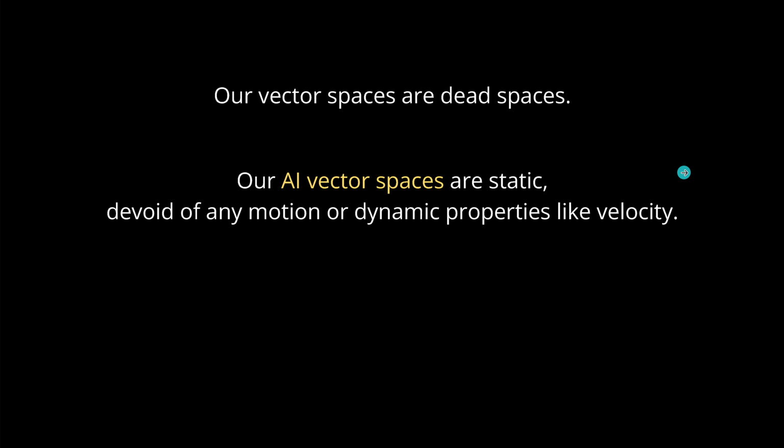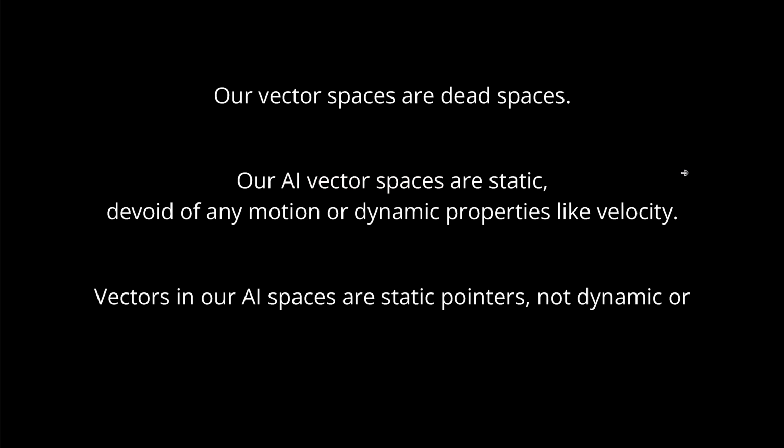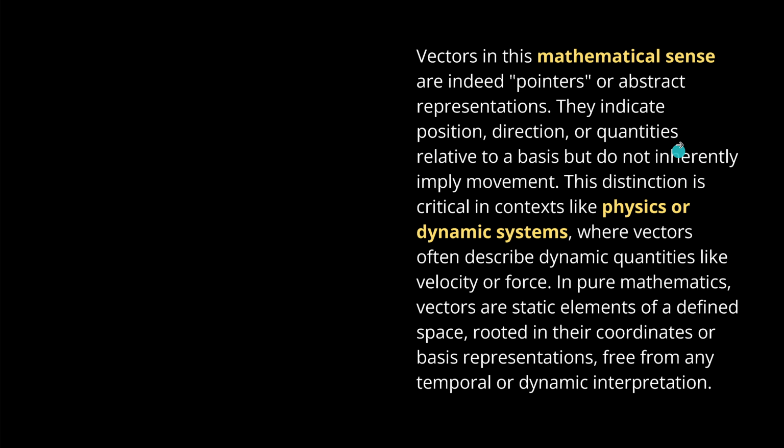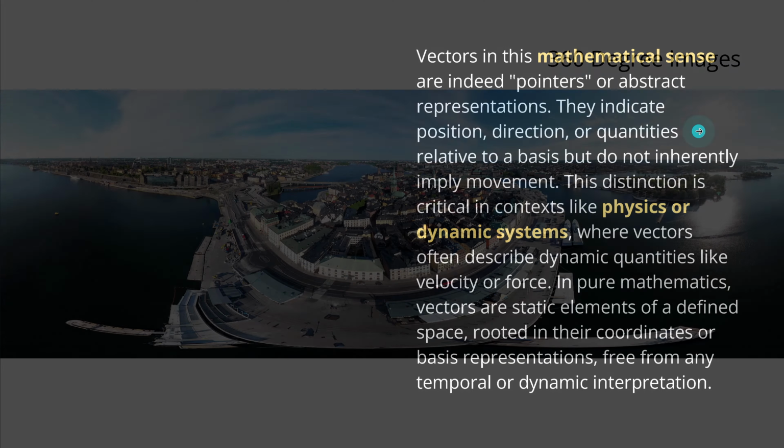a velocity. So, vectors in our AI spaces, in our models, are just static pointers. They are not dynamic or moving entities. And this is explained because there's a difference in mathematics and the physical definition.